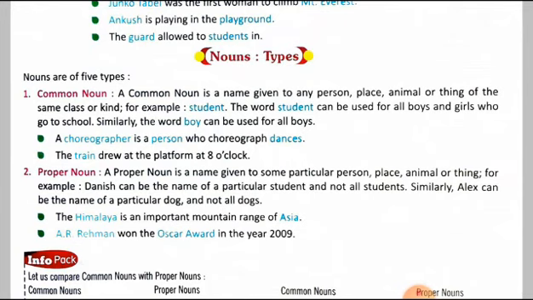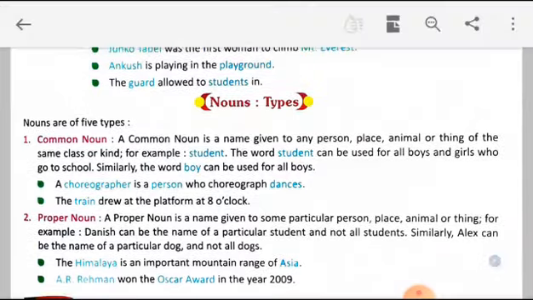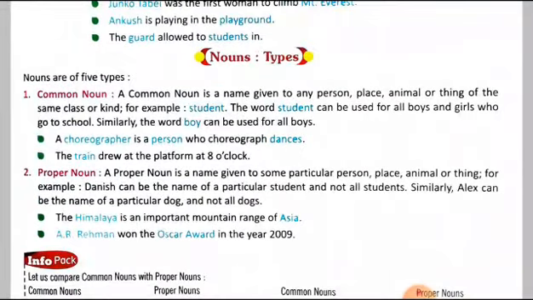So commonly these words represent a kind or class of nouns. Second example: the train drew up at the platform at 8 o'clock. Train is a kind of conveyance. So train represents all the kinds of trains of the world.